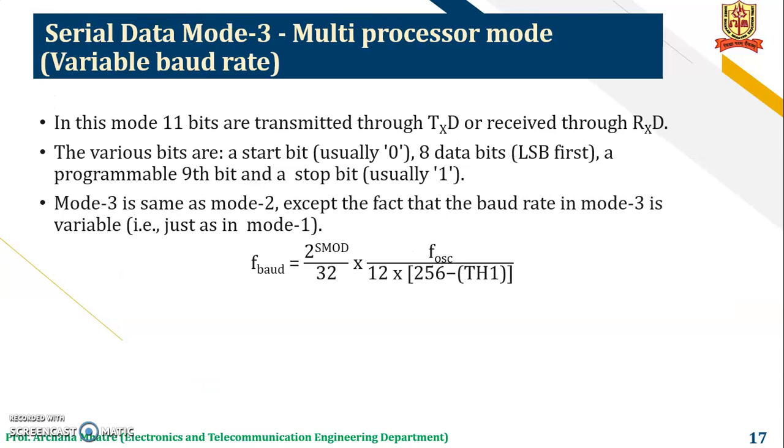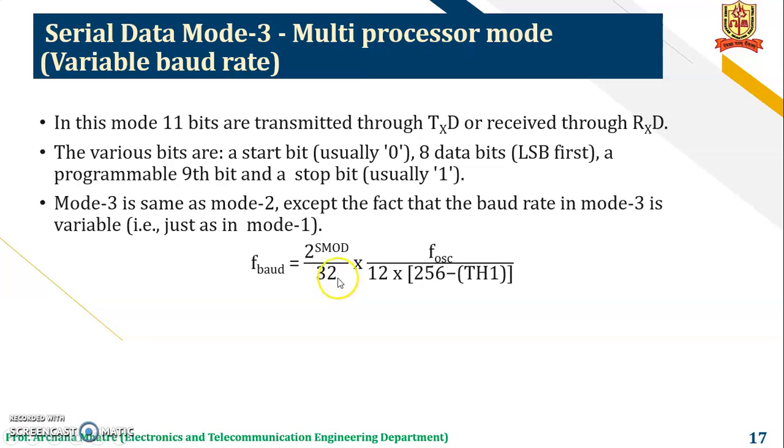Now next is serial data mode 3, the multiprocessor mode. The baud rate of this mode is variable. In this mode, 11 bits are transmitted through TXD and received through the RxD pin. The various bits are: first the start bit, then 8-bit data, a 9th programmable bit, and last a stop bit. Mode 3 is the same as mode 2 except that it has a variable baud rate.